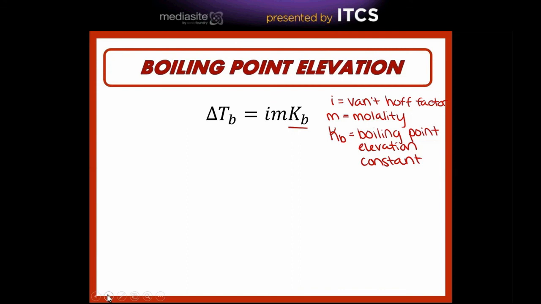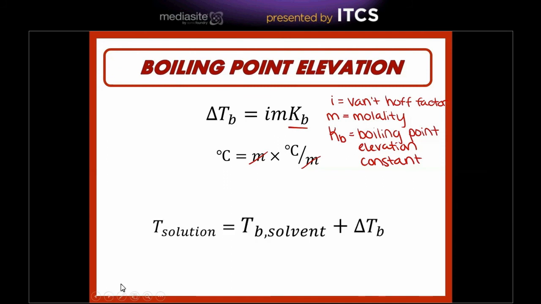If we take a look at the units of these variables, we can see that the units are the same as they are in the freezing point depression. Molality cancels, and our change in temperature is in degrees Celsius. Now, a difference here in the equation is that the boiling point of the solution is going to be equal to the boiling point of the solvent plus the change in the boiling point. So we're going to be adding this change because we saw that boiling point increases upon the addition of solute.